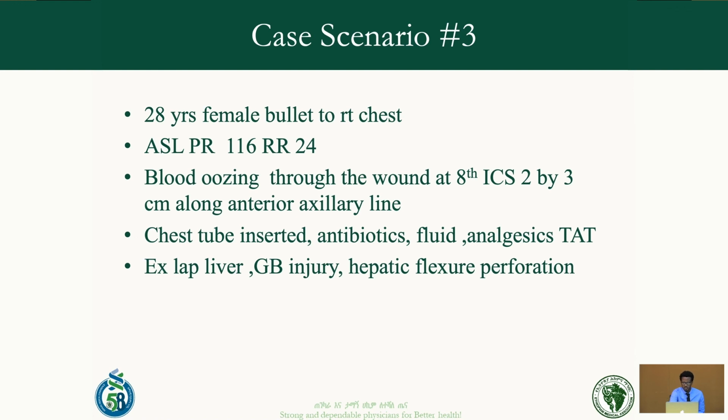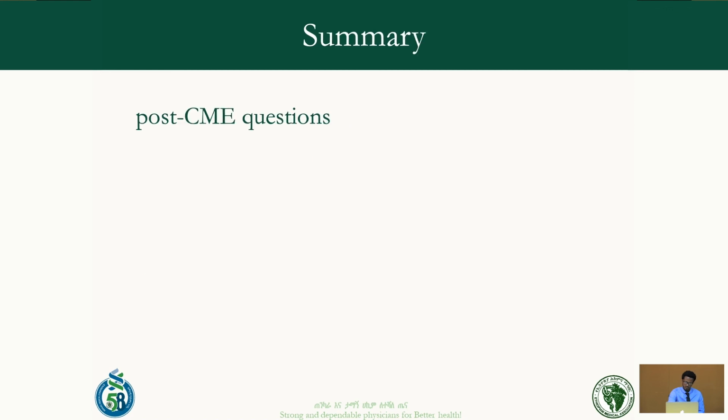During exploration, there was injury to segment 6 of the liver and part of segment 5, the gallbladder was perforated at the fundus, and the hepatic flexure of the transverse colon was perforated. So we did resection and anastomosis of the colon and cholecystectomy, and bleeding from the liver was not significant. We explored thoroughly, managed the colon and gallbladder accordingly, and left a drain at the subhepatic space.